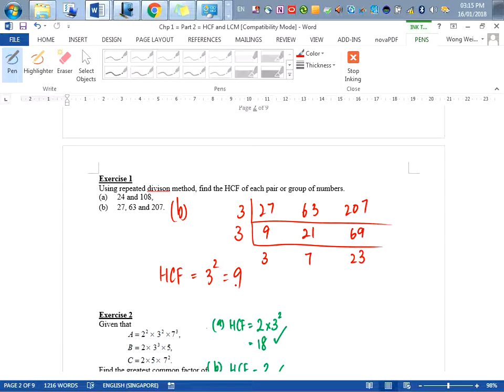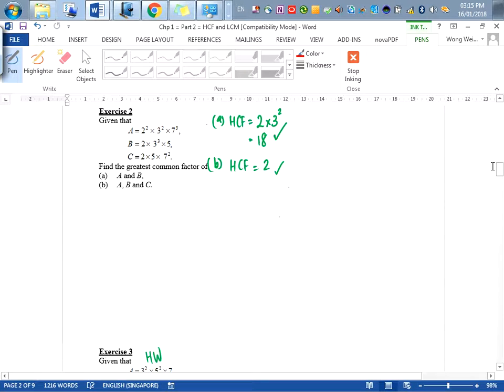So, two different methods. Let's take a closer look at exercise number two. They ask you to find the greatest common factor of A and B. We've done it just now already. Which of these two methods can you use? We learned two methods, right? Method one, method two. Which one can we use for exercise number two? Yeah, we probably only can use method number one. Method number two is also possible, but you end up having to write many things.